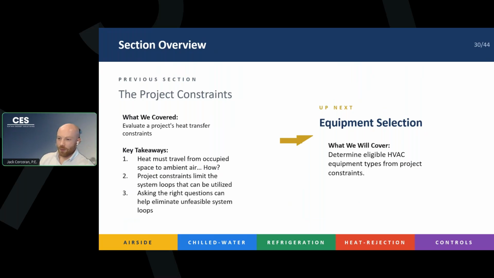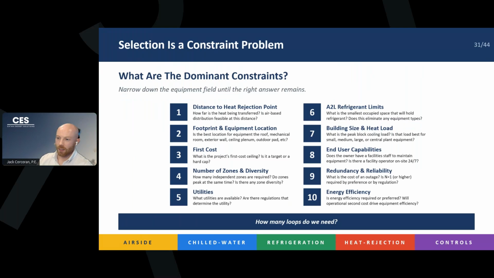So now that we've covered some of the constraints and gone over what questions we should be asking, let's take a look at some actual examples and some projects. We'll spend a little bit of time on these because there's lots of discussion in this. It's not a simple process. So here it is restated. What are the dominant constraints? That's really what we're looking for.